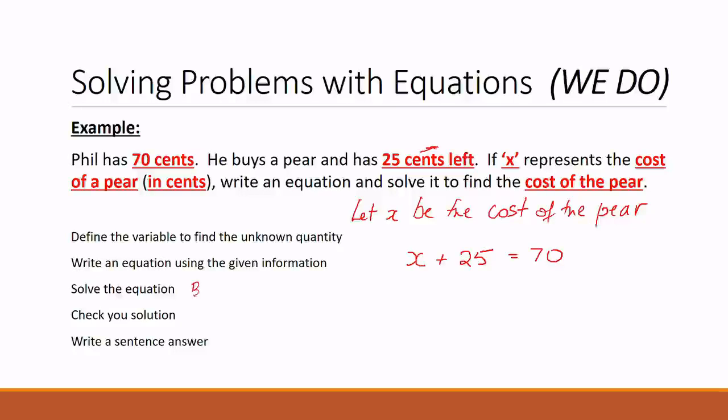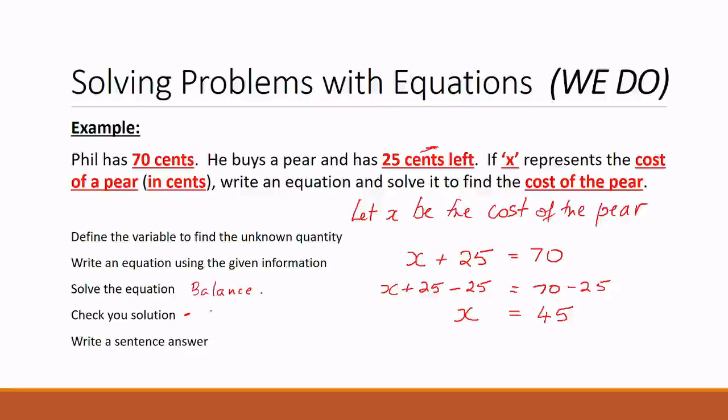Now I'm going to solve that equation. To solve that equation, I'm going to use the balance method because I can see it's pretty easy to keep this equation in balance and getting rid of that plus 25. I get rid of the plus 25 by taking away 25. So I take away 25 from both sides, like so. And that keeps the equation in balance. On the left-hand side, I've just got x, and on the right-hand side, I've got 70 take away 25, which is 45. So I think the answer might be something around 45 cents.